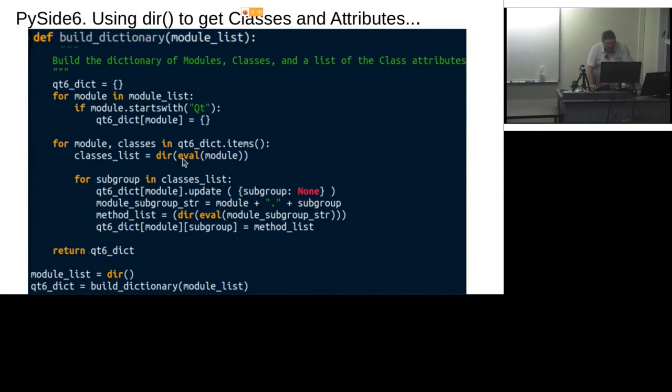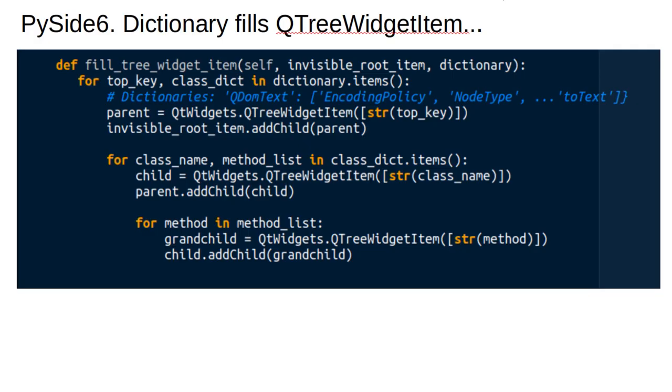So when I go get module method list equals dir, instead of eval module subgroup string, you getattr of module comma subgroup. Mm-hmm. I'll do it after. I've nearly finished anyway, so I've done a few more slides. Okay, so that's something to fix up.